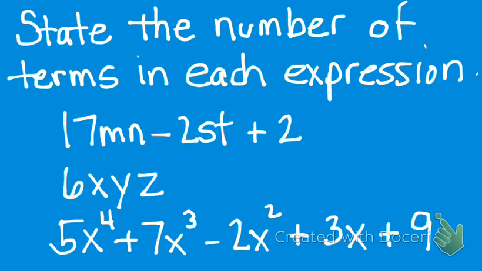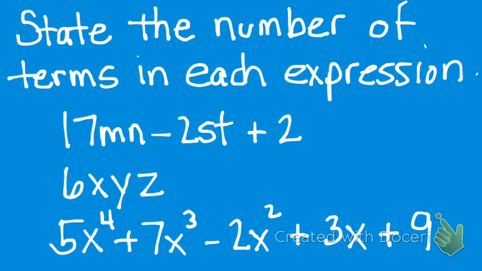In the first expression, 17mn minus 2st plus 2, 17mn is the first term, the minus sign starts the second term, 2st, and the plus sign starts the third term, 2. So the expression has 3 terms. In the second expression, 6xyz, there are no plus or minus signs. The 6, the x, the y, and the z are all multiplied together, so that means there's 1 term.